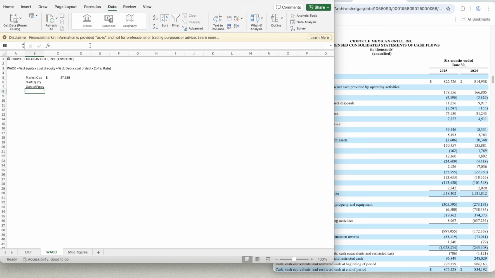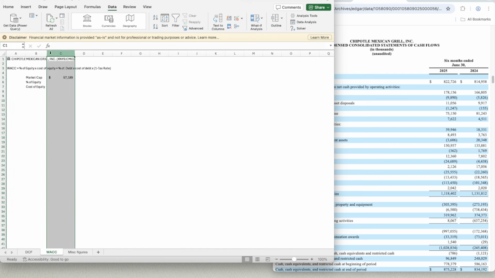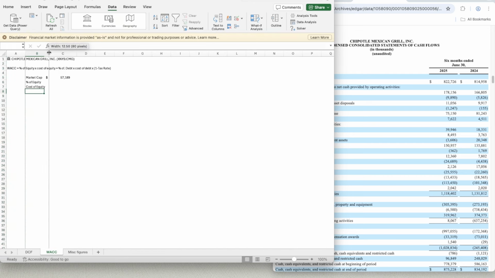The cost of equity. Let's just make this a bit bigger. And that is the risk-free rate plus the beta times the equity risk premium. And the risk-free rate is the US 10-year, which is currently 4.23%.